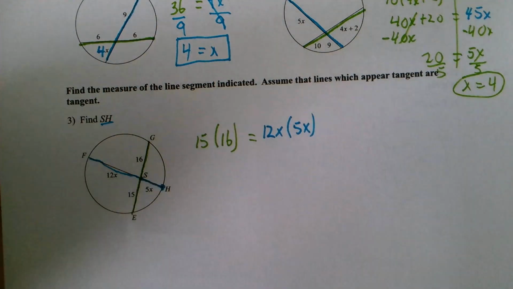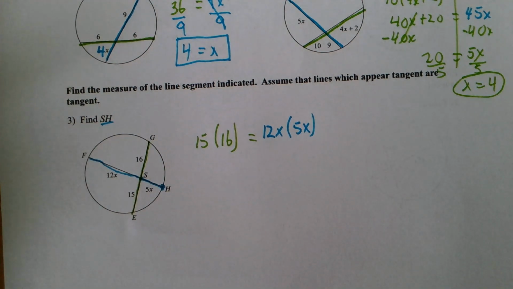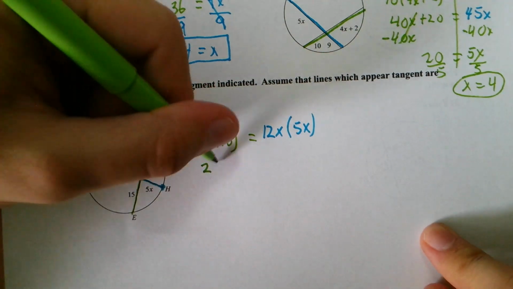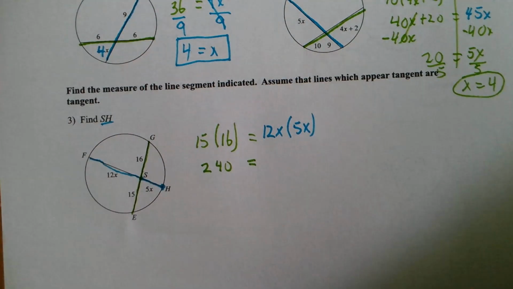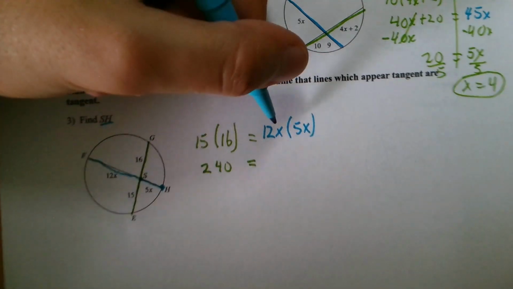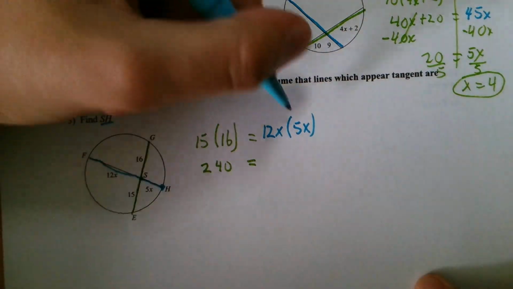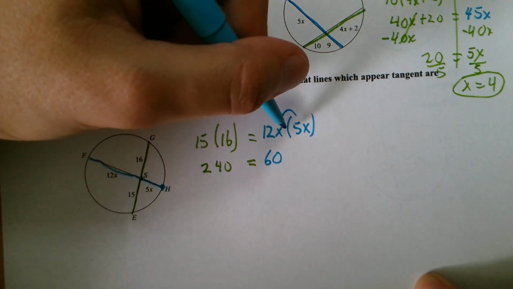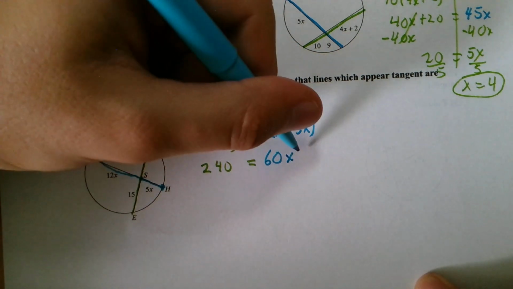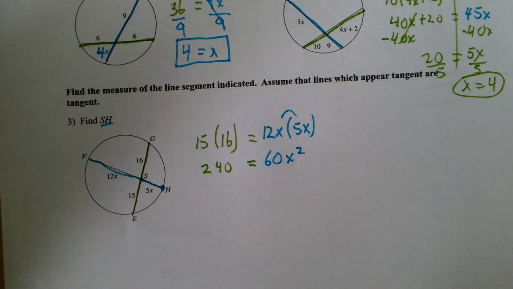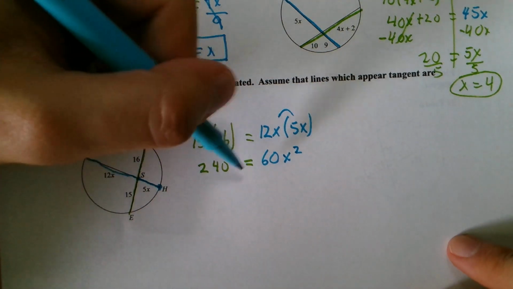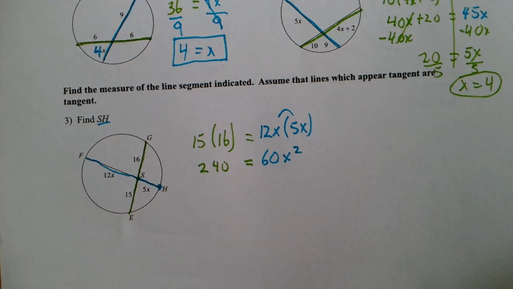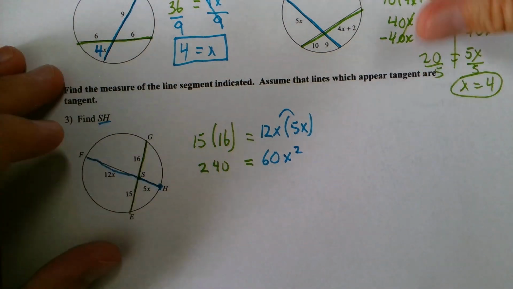All right. Now I'm going to go ahead and do 15 times 16. That gives me 240. So 240. And then on this side, I'm going to do 12x times 5x. Now be careful here. 12 times 5, no problem. That's 60. But make sure you also are thinking about x times x. That gives us x squared. So that changes how we solve the problem a little bit when you run into that x squared. But let's go ahead and proceed. This is nothing too crazy.